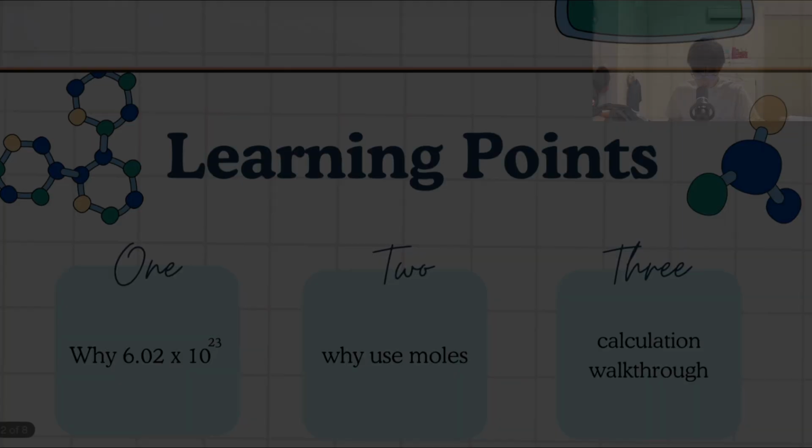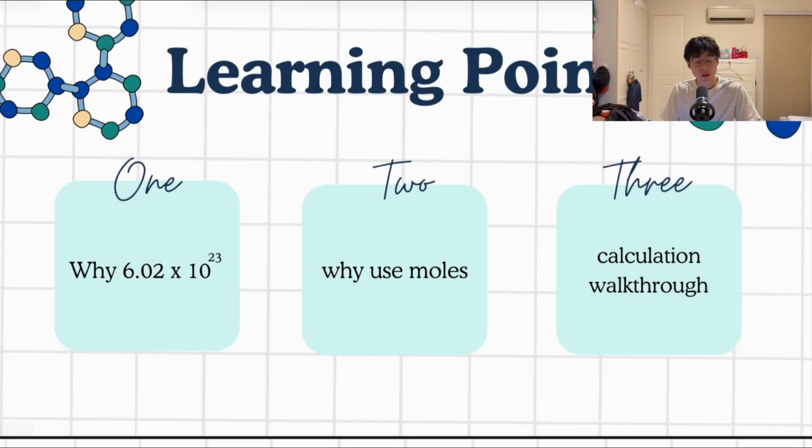Have you ever wondered where the Avogadro constant came from? Why this random number? The first time I heard it, I also felt a bit confused. So in this video, I'm going to explain to you its significance and why scientists have chosen this number.